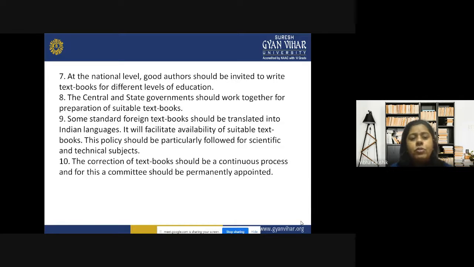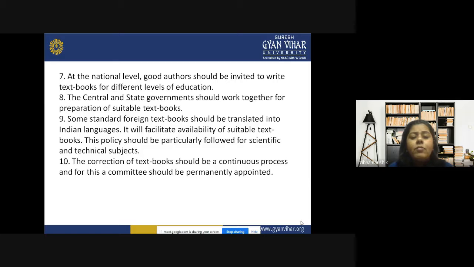The central and state government should work together for the preparation of suitable textbooks. Means both the central and the state level governments should work together for the preparation of the suitable textbook for that particular subject or the content.